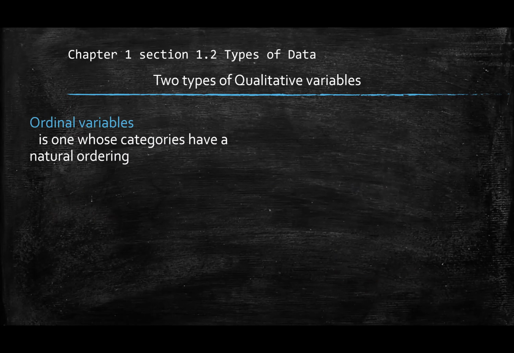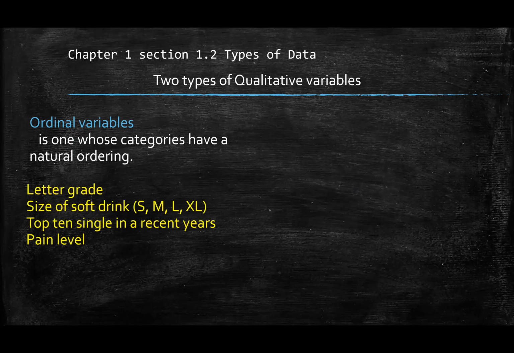Inside qualitative, inside your category, there are two types of variable. The first is ordinal. Ordinal means the categories can be put in some order, like the letter grade in our class. The size of your drink, small, medium, large, extra large. The top 10 singles in recent years. Or the pain level, how painful is this, 1, 2, 3, 4, 5, or the stretch level, something like that.